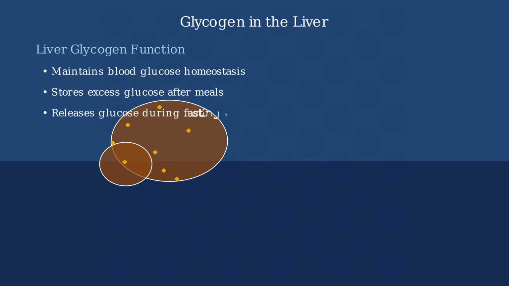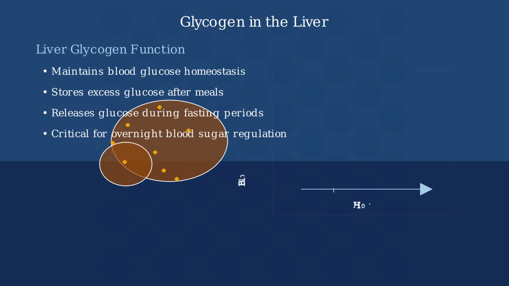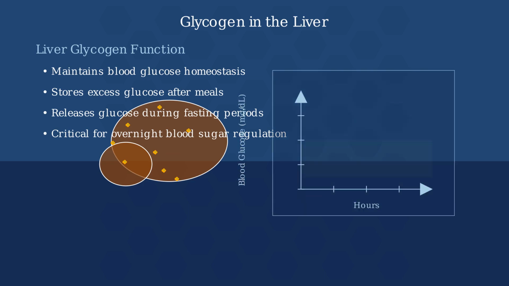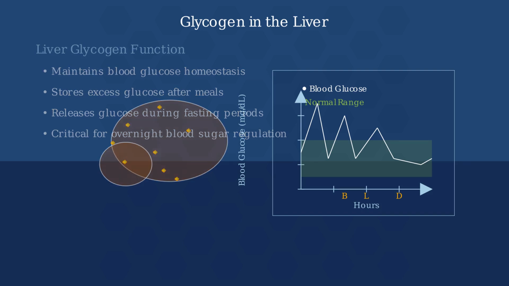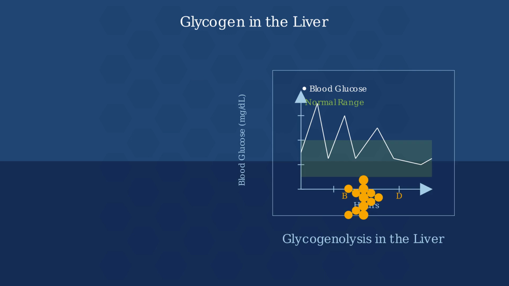Unlike muscle glycogen, which can only be used by the muscles themselves, liver glycogen can be broken down and released as glucose into the bloodstream. This graph shows how liver glycogen helps maintain blood glucose levels within the normal range throughout the day, even between meals and during overnight fasting. When blood glucose levels begin to fall, the liver initiates glycogenolysis, the breakdown of glycogen into individual glucose molecules.